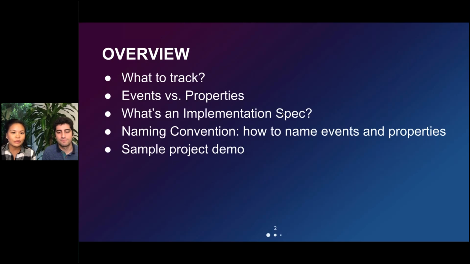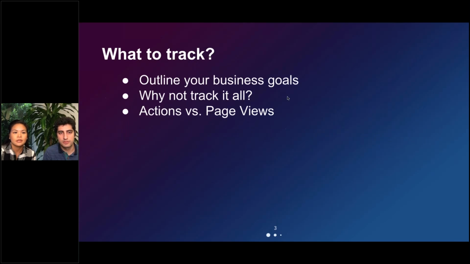So an overview of what we'll be going through today. We're going to be talking about what to track, the difference between events and properties, what's an implementation spec and why it's important that you make one, naming conventions, how to name events and properties, and we're going to show you a sample project at the end where all of these have been implemented properly, and we're going to show you how effective it's going to be. So let's go ahead and start with what to track.